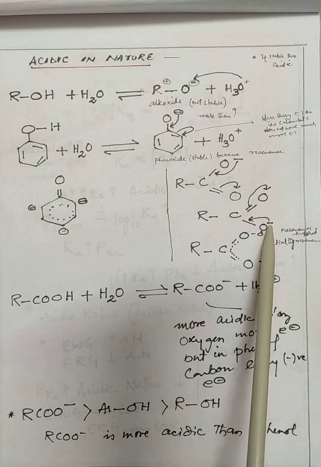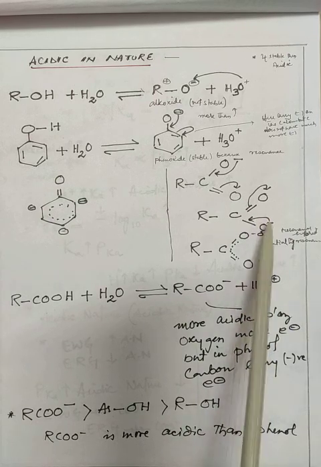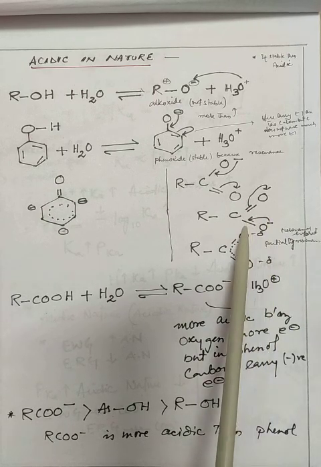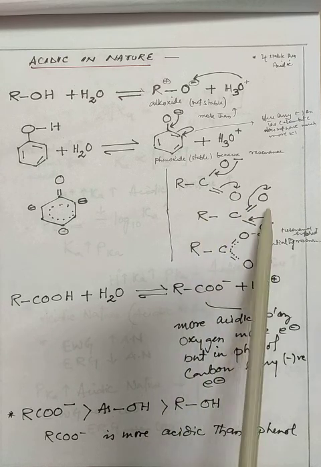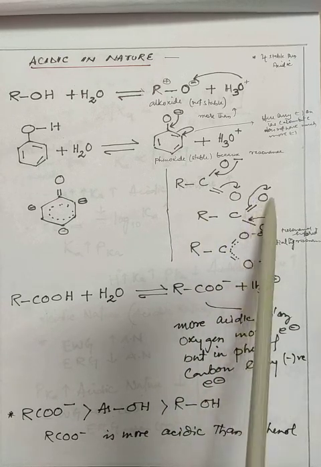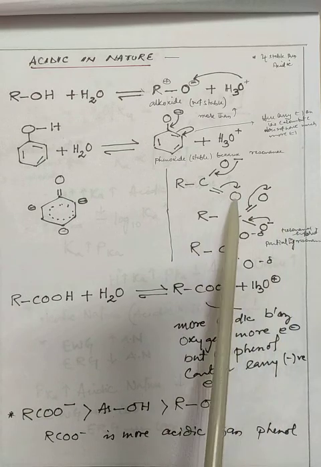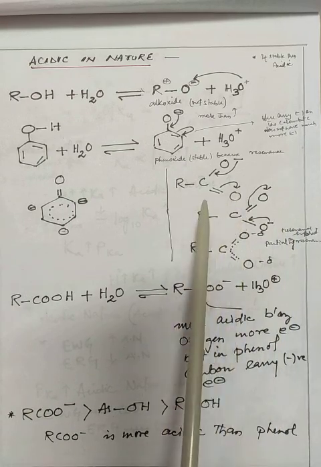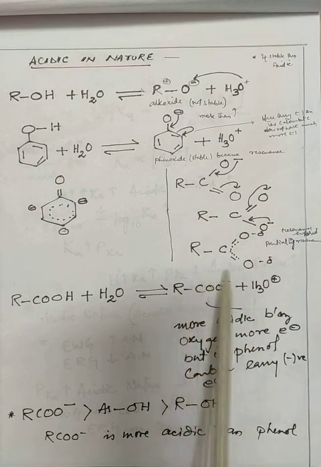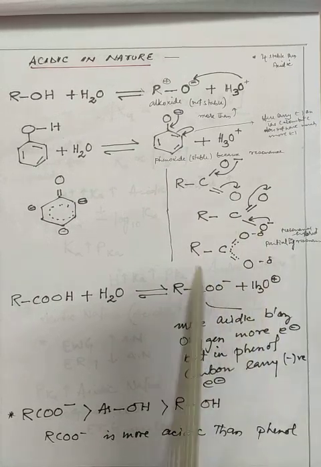So again when we do this, the negative charge will be given to here, then the double bond will come here, and then this one is given to here, and only the negative charge comes. That means this is also a resonating structure.